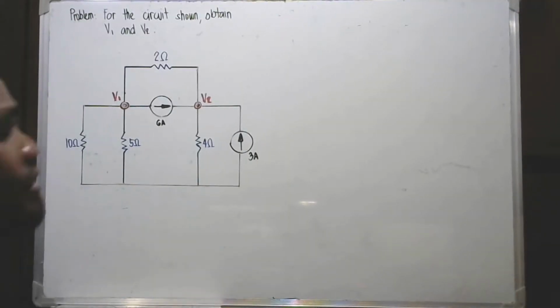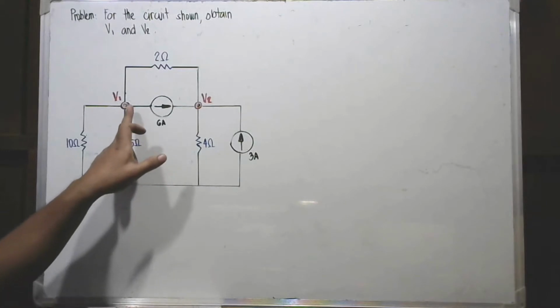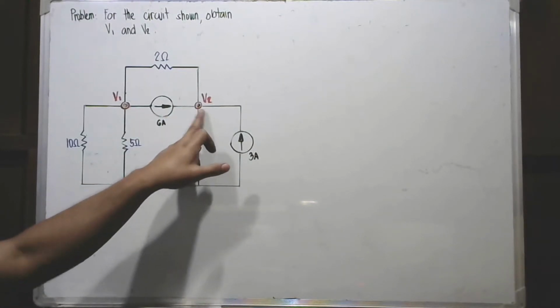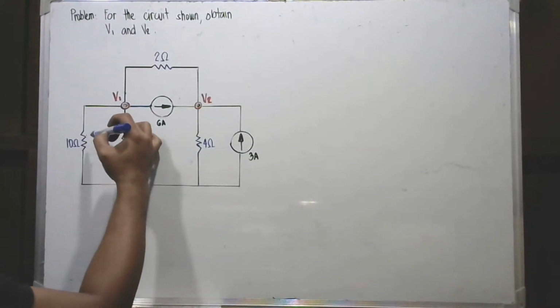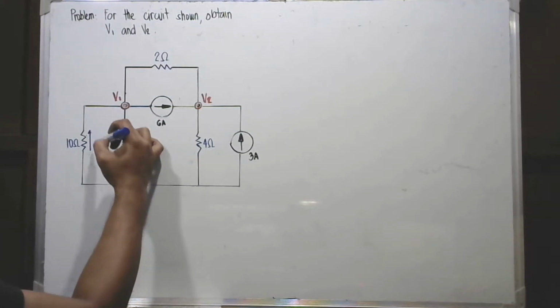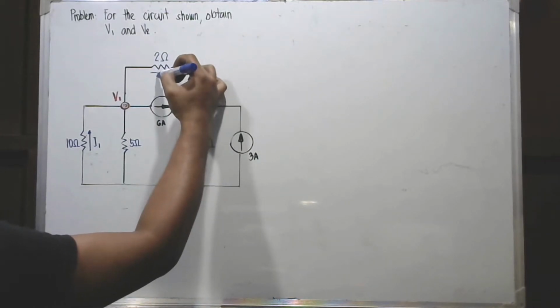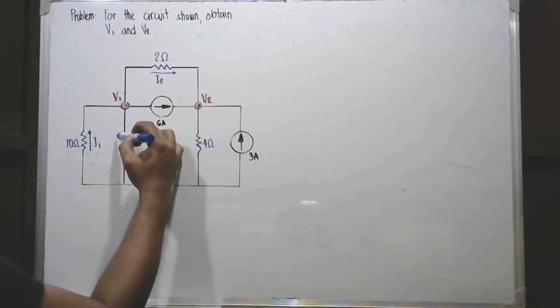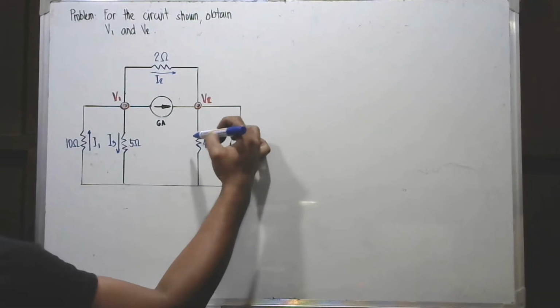Problem. For the circuit shown, obtain V1 and V2. So we have here your circuit. Your node 1 is denoted as V1 and your node 2 is denoted as V2. To solve for that circuit, first, let us assume the current flowing to our resistance. Let's say this would be your I1. This would be your I2. This would be your I3. This would be your I4.